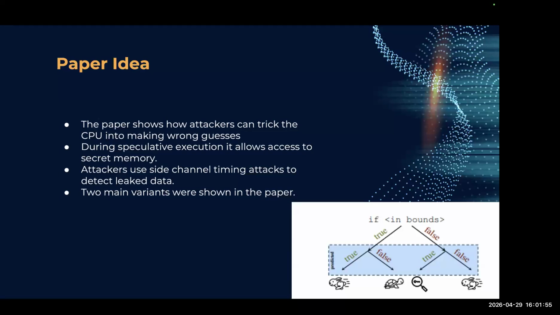The main idea of the paper was to show that attackers can trick the CPU into making wrong guesses on purpose. During speculative execution, the processor may temporarily access secret memory, and even if the CPU corrects itself right after, the traces will still remain. So attackers then use side-channel timing attacks to detect what happened. The image here shows how the processor can follow the wrong path before it knows the real result. And then the paper explained two major variants of the Spectre attack. Next.